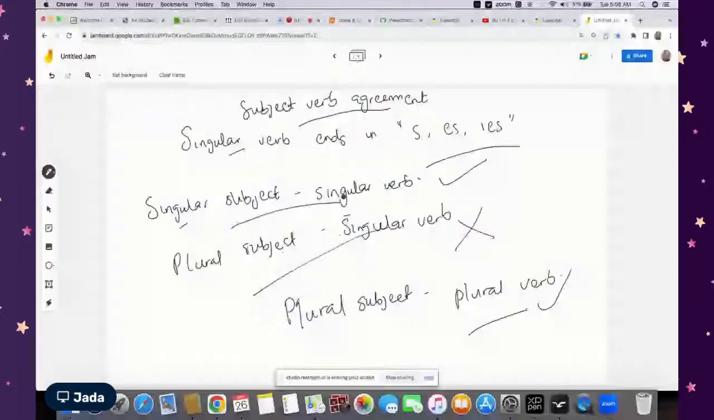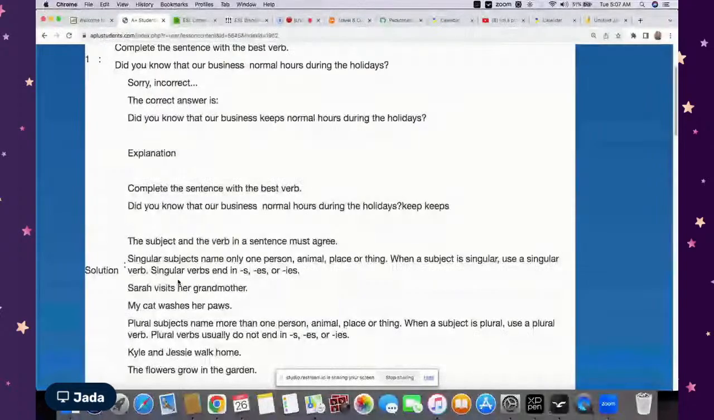So we have some examples here for the singular subject. Sarah visits her grandmother. Okay? Sarah visits her grandmother. So if you look at visits, it has s. Of course, I said that the singular verb ends in s, es, or ies. So now this verb here, visits, has s at the end.